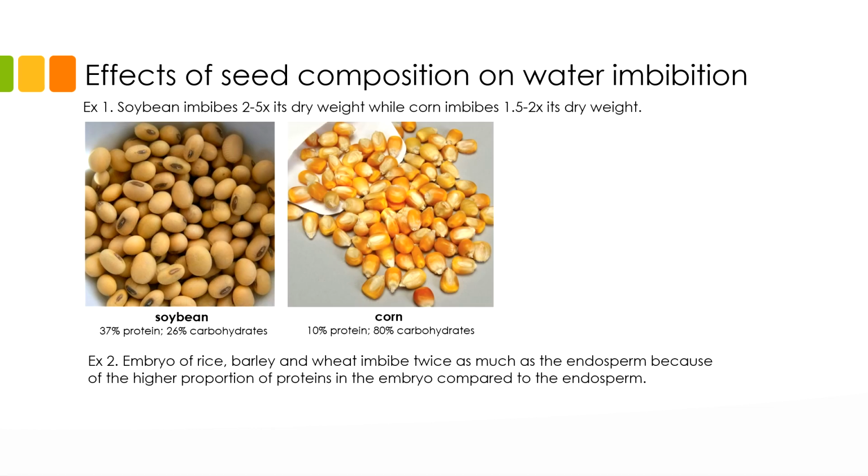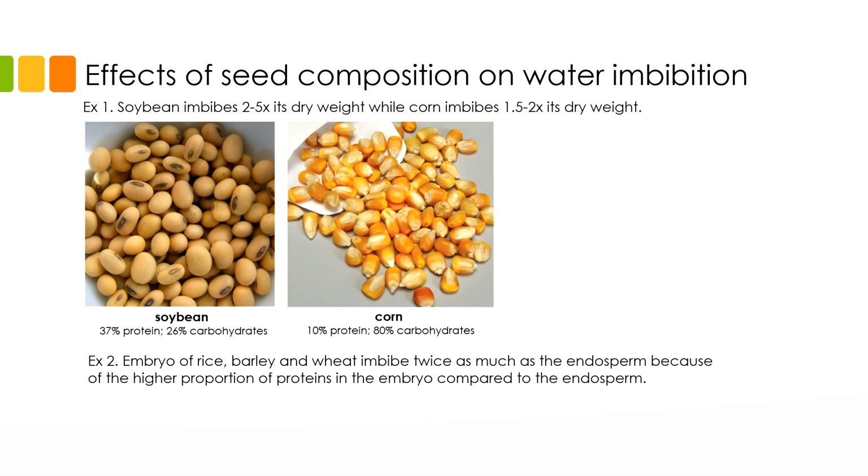Different seeds are going to have different requirements for water during imbibition. For example, soybean imbibes 2 to 5 times its dry weight, while corn only imbibes 1.5 to 2 times its dry weight. This is due to the higher protein content of soybeans compared to corn. You can see here that soybean contains 37% protein, which is way higher than the 10% protein content of corn.